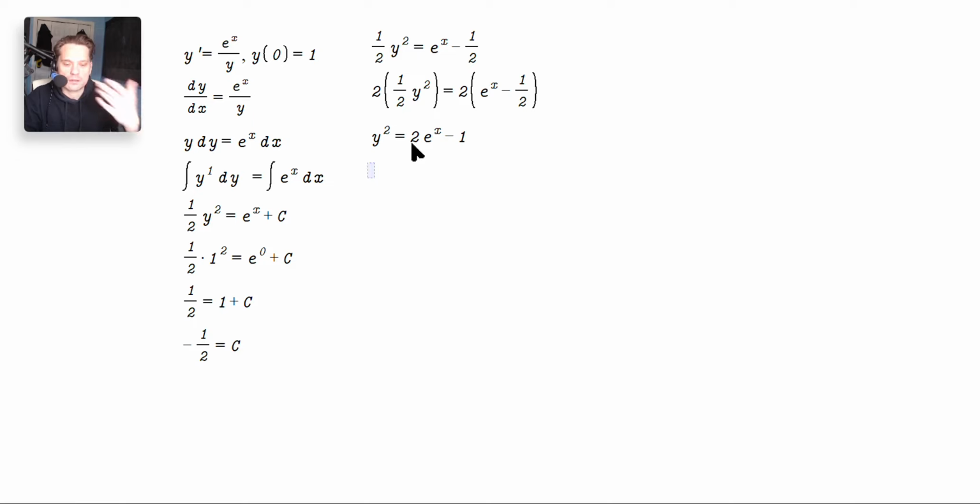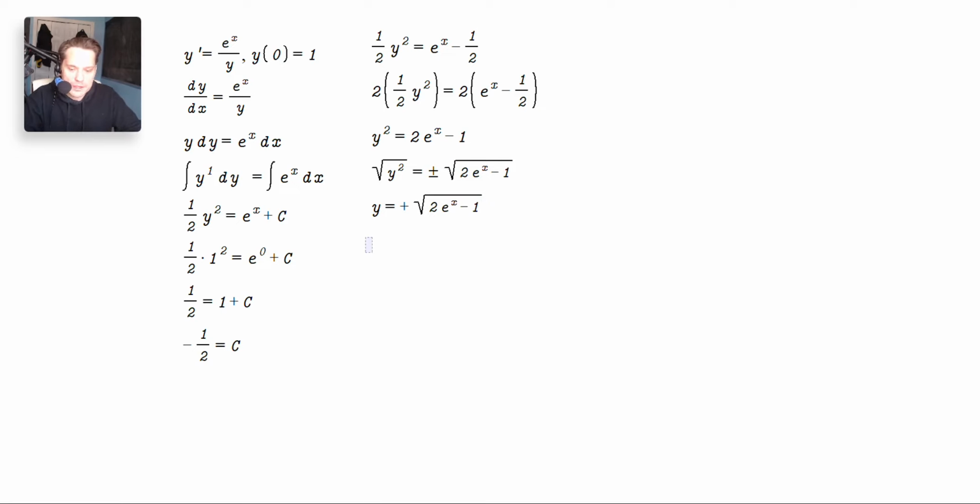Now, to get rid of the squaring, just take the square root of y squared. Do the same thing on the right side. Just be careful, make sure you use a plus or minus. So the square root of 2e to the x minus 1. But we know also that on the left side, this is y. We have y of 0 has to be equal to 1. So of the plus and minus, we can just take the plus for that reason. And the square root of 2e to the x minus 1 is what we have. This is then the explicit solution.